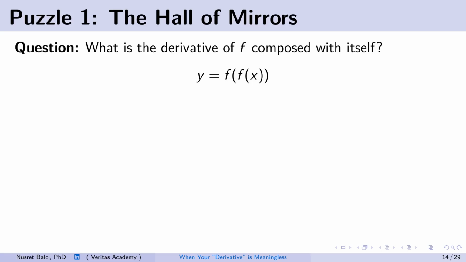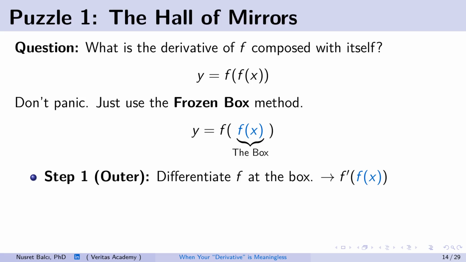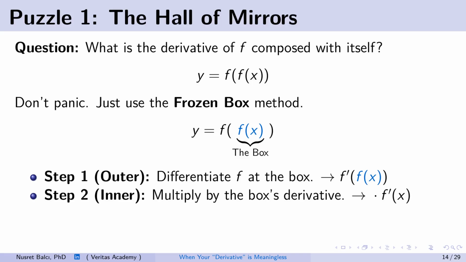Now, for a brain teaser. What is the derivative of a function composed with itself, f of f of x? Use the frozen box. The outer function is f, so we get f prime of the box. The box contains f of x. Then we multiply by the derivative of the box contents. The derivative of f of x is f prime of x. So the result is a chain of slopes: f prime of f of x multiplied by f prime of x.